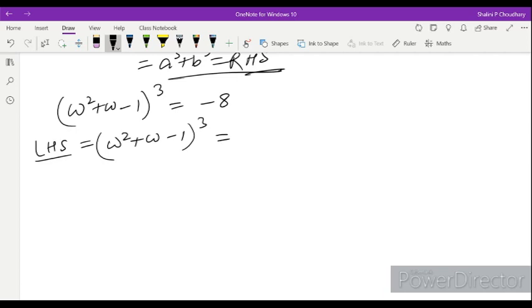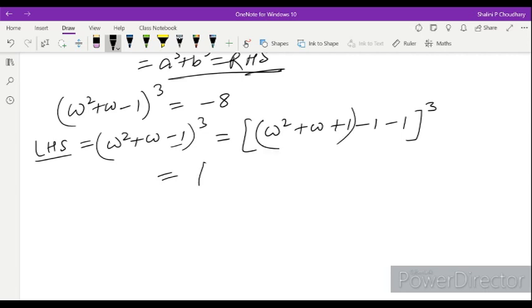So what we can do? Omega square plus omega, and plus 1 we write, minus 1 we'll do, plus 1 minus 1, there will be no change, and this minus 1 we'll write as it is. So now we'll take this. Omega square plus omega plus 1 is equal to 0, and this minus 1 will be minus 2 cube. So minus 2 whole cube will be equal to minus 8, that is equal to RHS, hence proved.